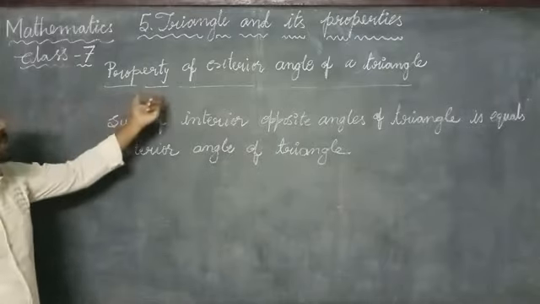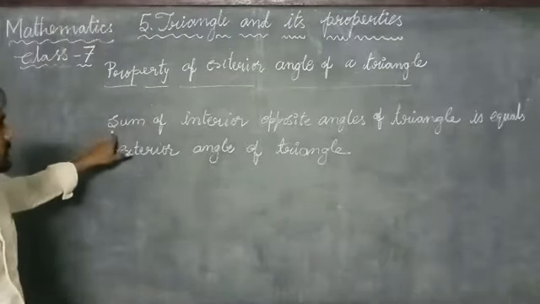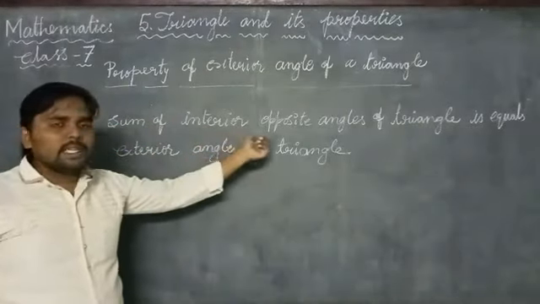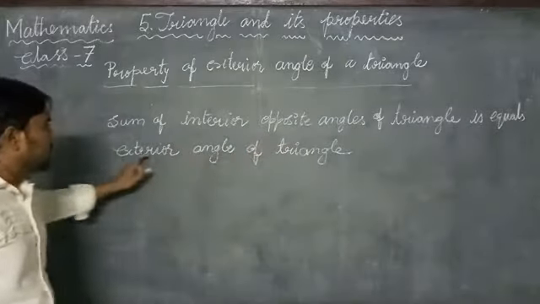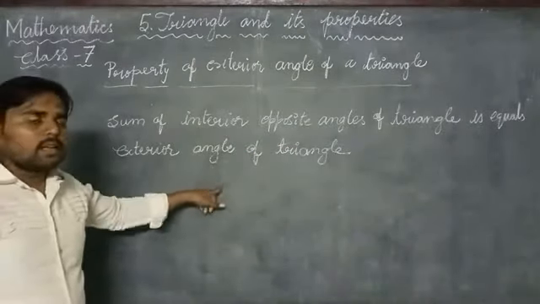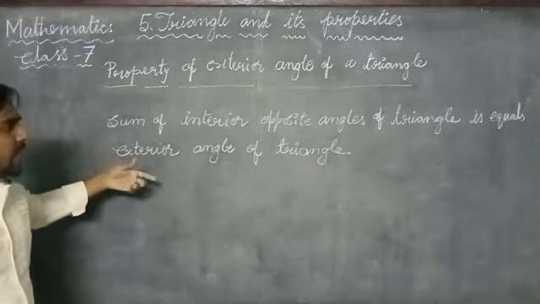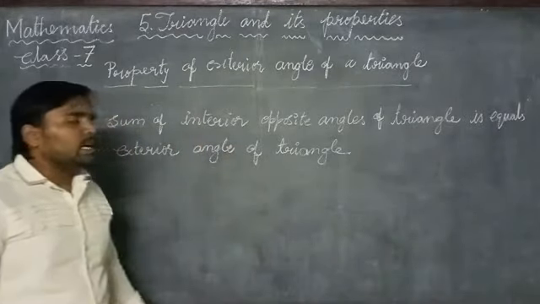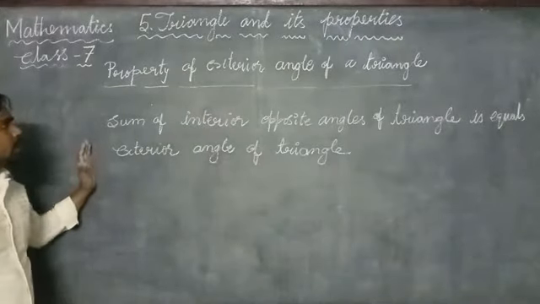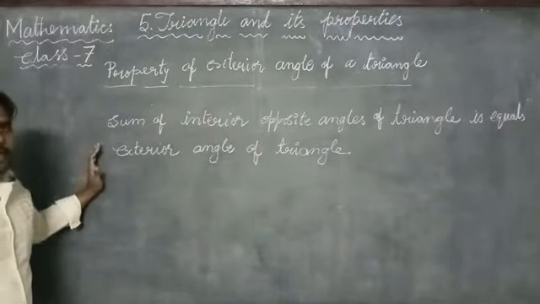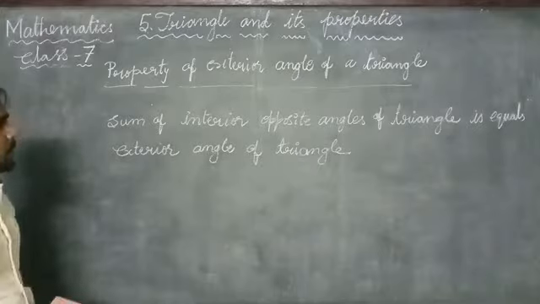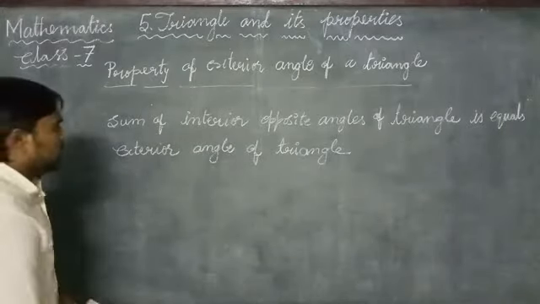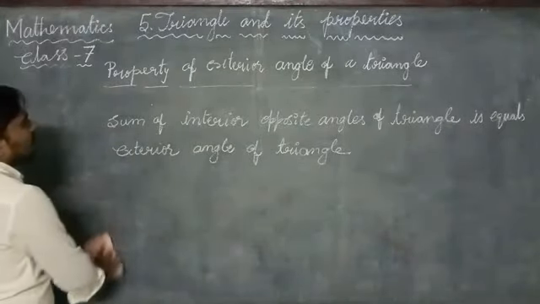Okay, the property of exterior angle of a triangle is the sum of interior opposite angles of a triangle is equal to the exterior angle of a triangle, or the exterior angle of a triangle is equal to the sum of interior opposite angles of a triangle. Okay, this is the property of exterior angle of a triangle. Now let us do one problem based on this property.